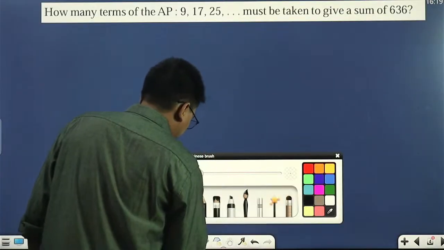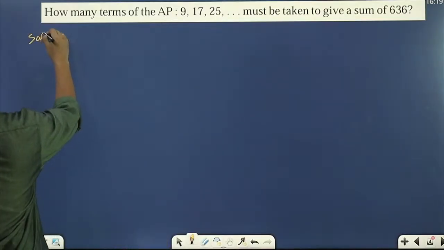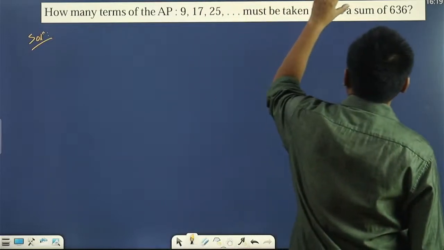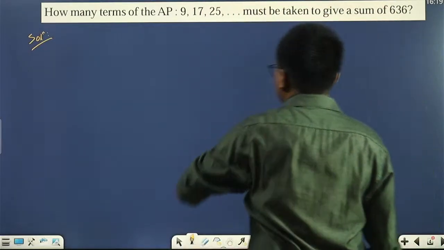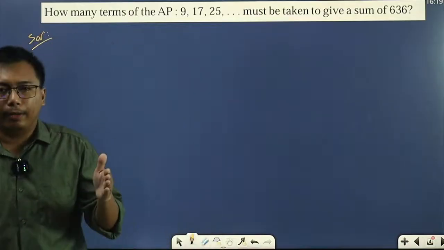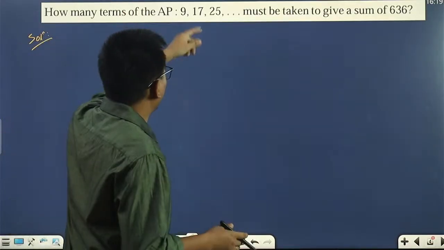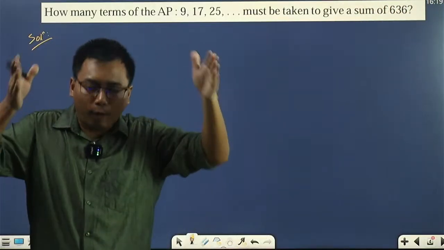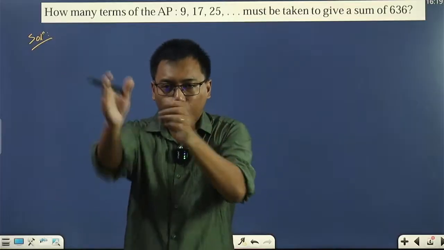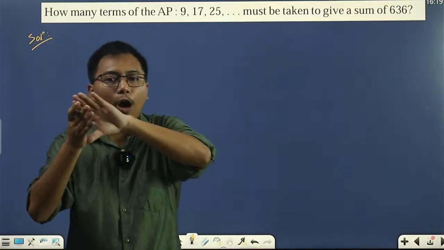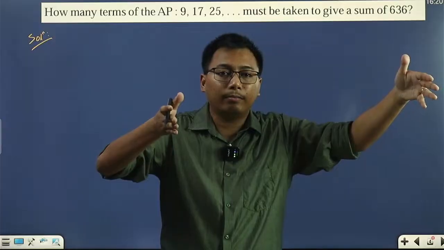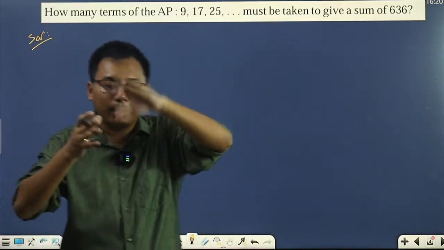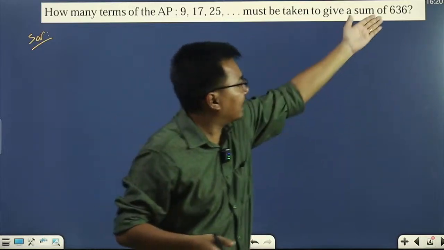What do we have here? Let's read the question first. How many terms of the AP must be taken to give a sum of 636? We have an AP here, 9, 17, 25, and so on. How many terms from this AP will we require? Which means if we add them, how many terms of this AP do we need to add to get 636?